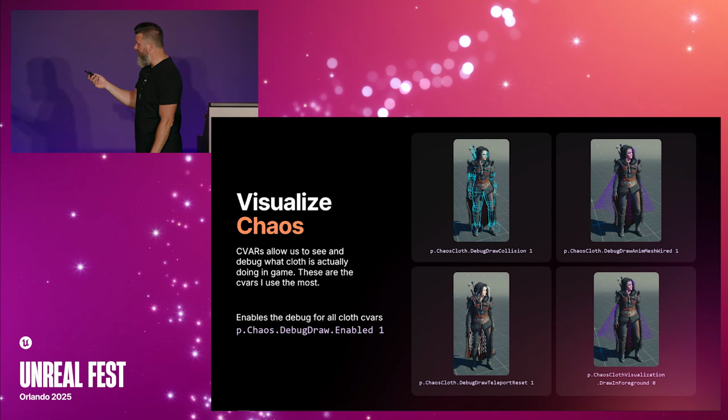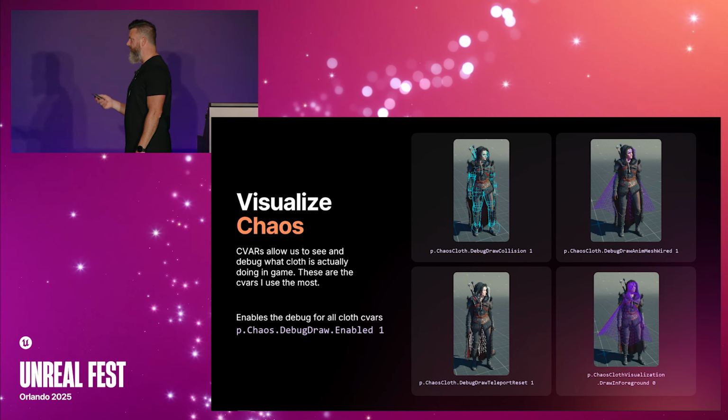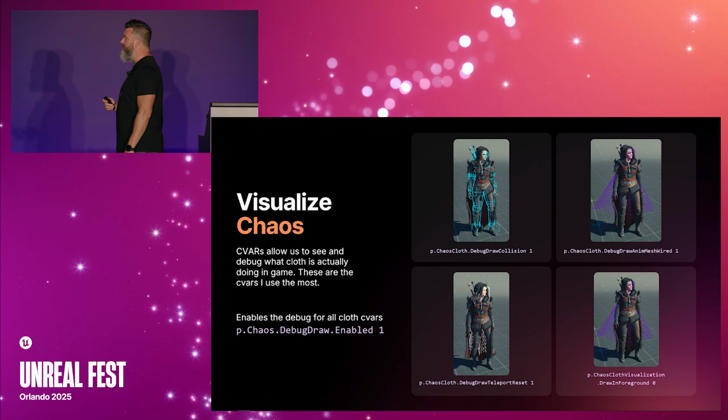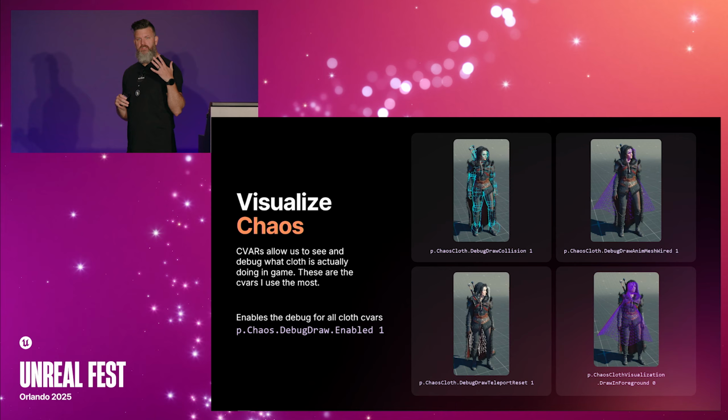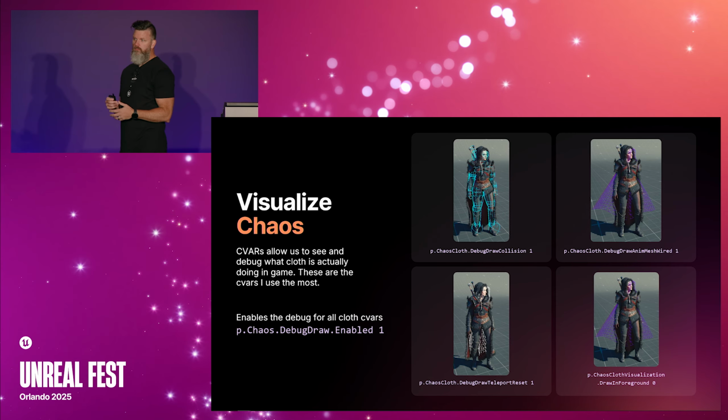Another one is the debug draw teleport reset. This is a new one that Alex added, especially for cinematics when we would get pops in between transitions. We weren't sure, was it teleporting? Did it reset? What happened? That mesh will turn green if there's a teleport happening, or it will turn red if a reset is happening. So it helped us understand what just happened.